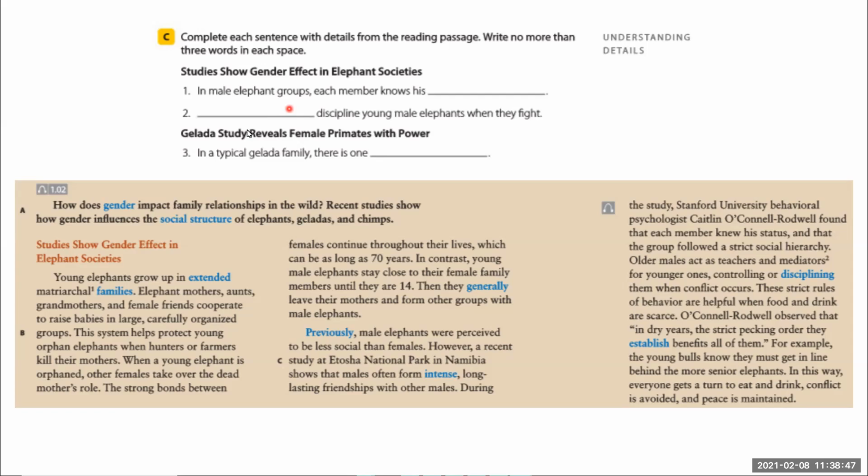I'm going to focus my attention on paragraphs B and C because they're the only 2 paragraphs in this section about elephants. I'm going to choose which paragraph to scan for the answer by reading the first line or topic sentence of each. In this first paragraph, I see young elephants grow up in extended matriarchal families. Because I know that matriarchal is about females, I'm going to go on to read the topic sentence of the next paragraph, paragraph B.